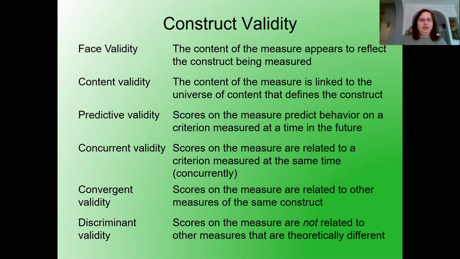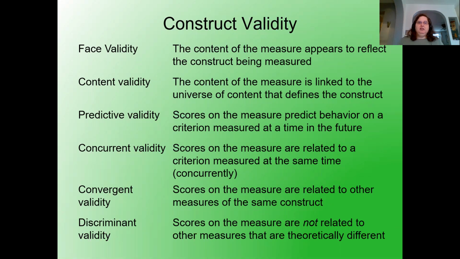On the other hand, we have discriminant validity, where scores on the measure are not related to other measures that are theoretically different. So now if we measure shyness and we measure knowledge about automobiles, those two should not be correlated or related, right? There's nothing that we know about that should mean that those two should actually line up.